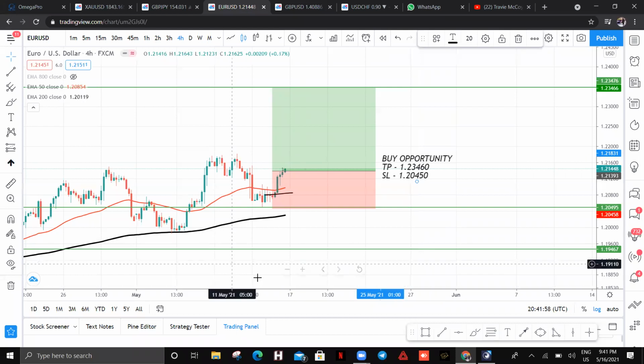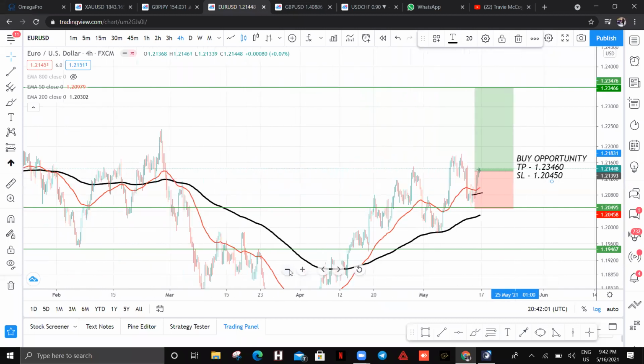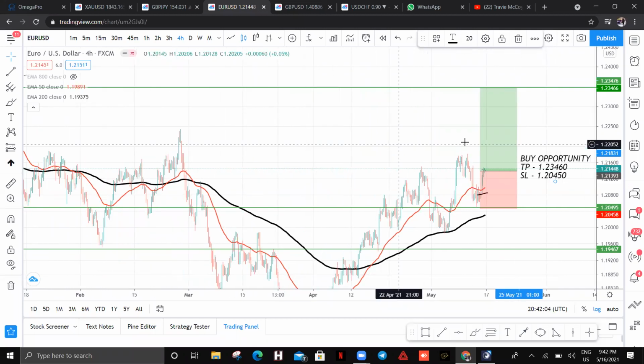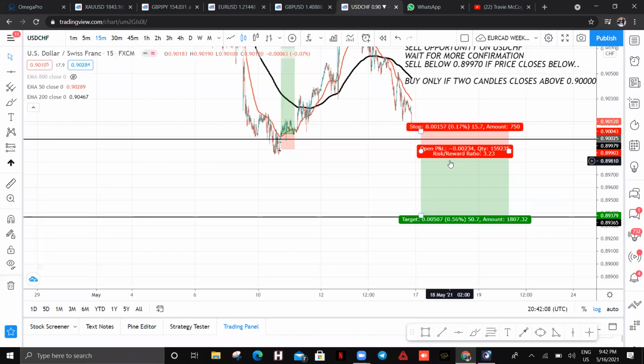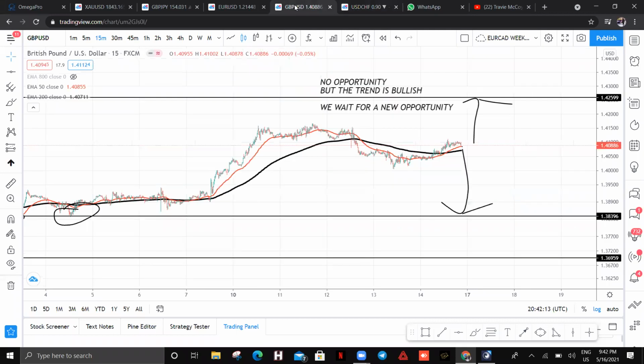So I think we're good. No worry, I'm going to screenshot everything and I'll send it to the group for everyone to see. So USD CHF, we're going to wait for the candle to do this before we sell. GBP USD, our wait is going to be longer than USD CHF. No opportunity here. Price is consolidating in the middle, so we'll wait for a breakout before we take our position.